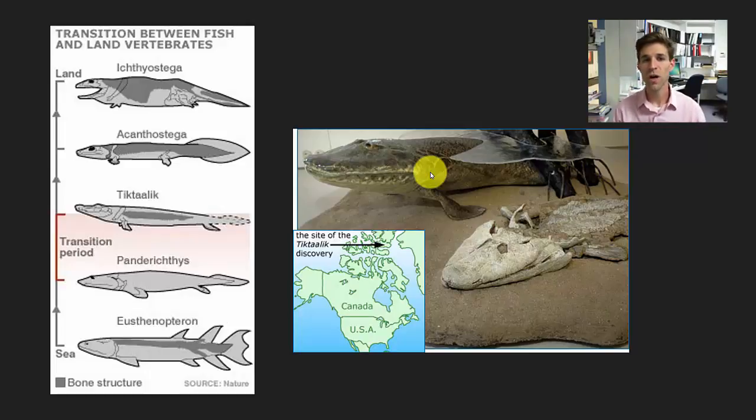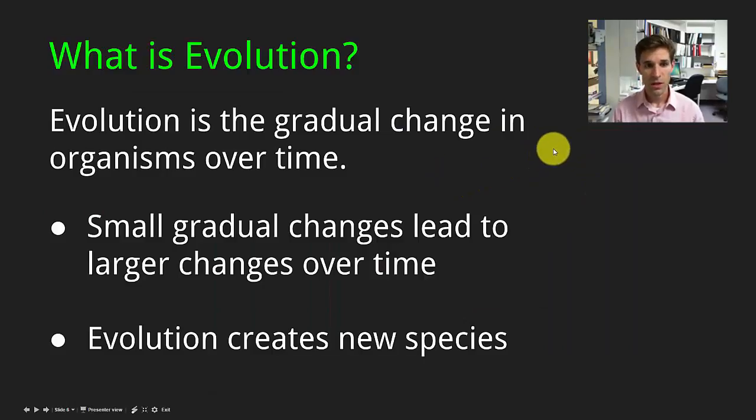As we find more and more fossils of more and more ancient creatures, we can put evolution together sort of like a puzzle. And so finally, here we are, sort of at the end of our video. We want to define evolution. So the first thing is that evolution is the gradual change in organisms over time.